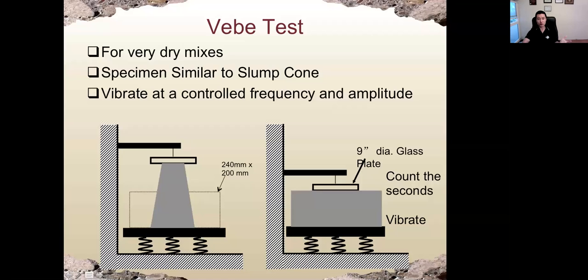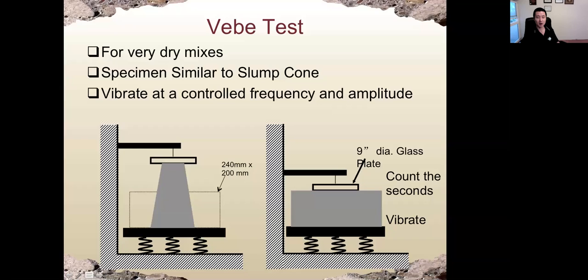If the concrete is very dry, when we lift the cone, it cannot slump. Okay, we have 0 slump. We use another test, which is called the VB test, to measure the consistency of the dry mix. The test is similar to the slump test, but we also have another container. We put the slumped cone of concrete inside the container.